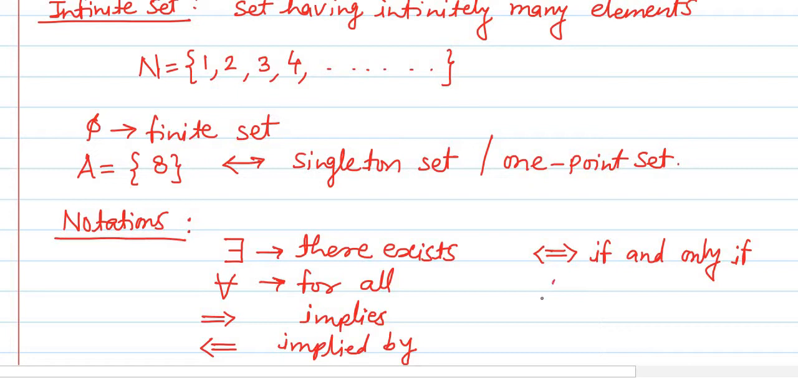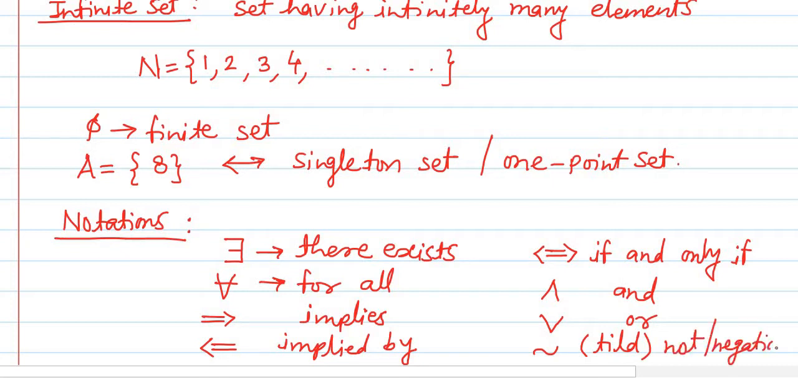Next one, we use this notation to denote and. Next one, we use this notation V to denote or, and we use the notation tilde. This symbol is called a tilde, T-I-L-D-E, and this notation is used to denote not. Not means negation. So these notations we use most of the time.